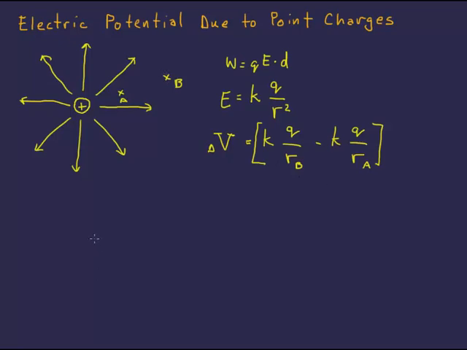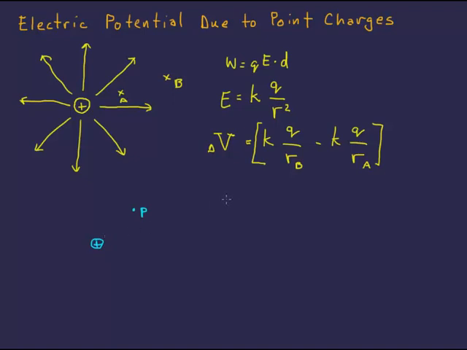So the situation we're most likely to deal with would be a situation where we have a charge here. I'm not going to draw the field lines again, but you know they're there. And we're going to have a point out here, which we'll just call point P. And we want to know the amount of potential at that point compared to where it has none.